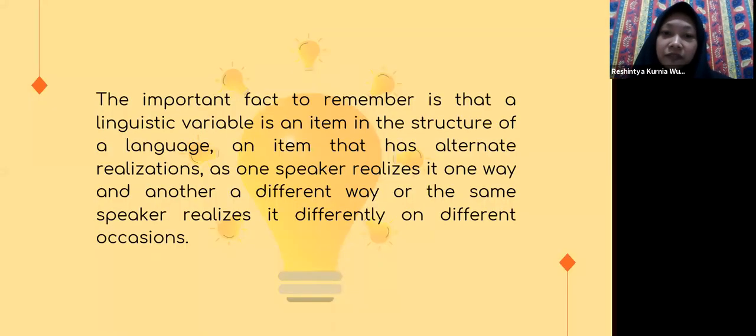Then the important fact to remember is that a linguistic variable is an item in the structure of a language, an item that has alternate realization, as one speaker realizes it one way and another a different way, or the same speaker realizes it differently on different occasions.